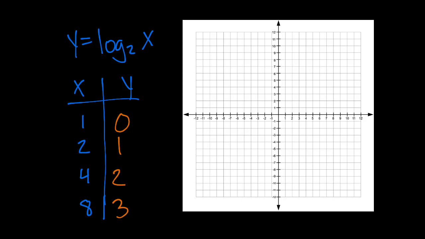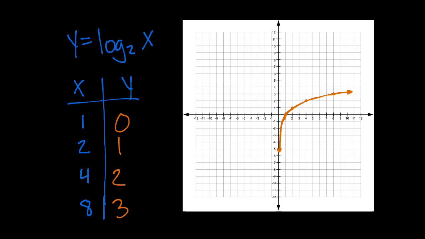So we have the points (1, 0), (2, 1), (4, 2), and (8, 3). And so we see it curving up that way. Again, we can plug in values very close to 0, but we can't actually plug in 0. So this just decreases and goes right along our y-axis. That kind of looks like exponential growth, but turned sideways.